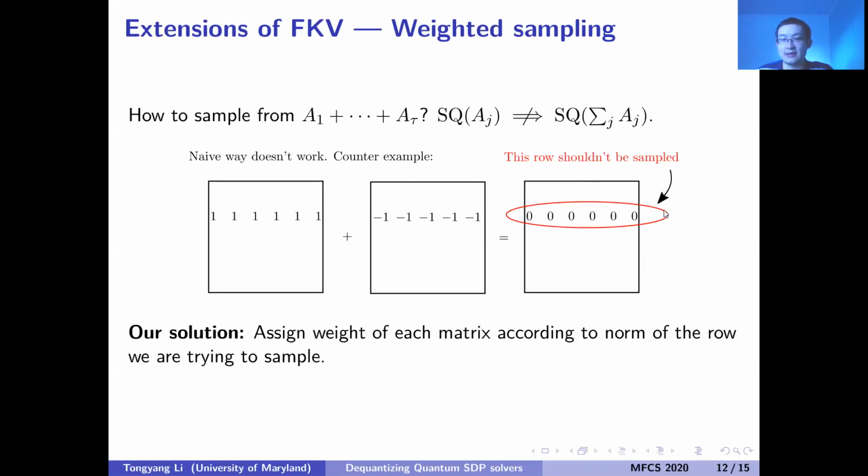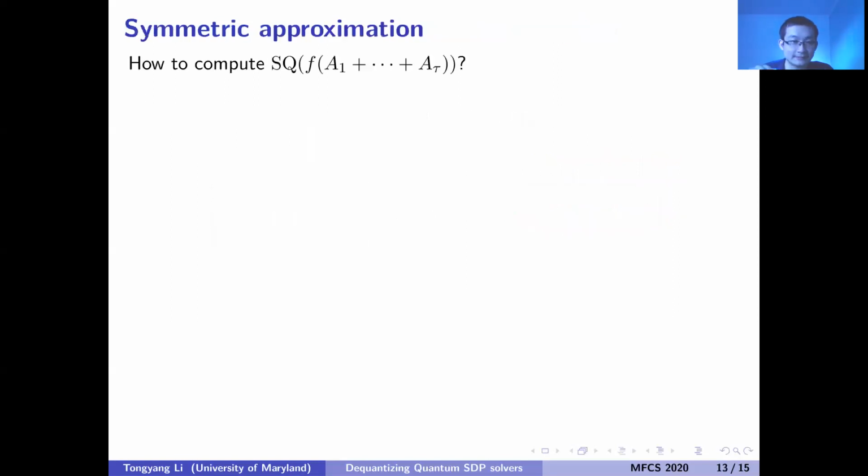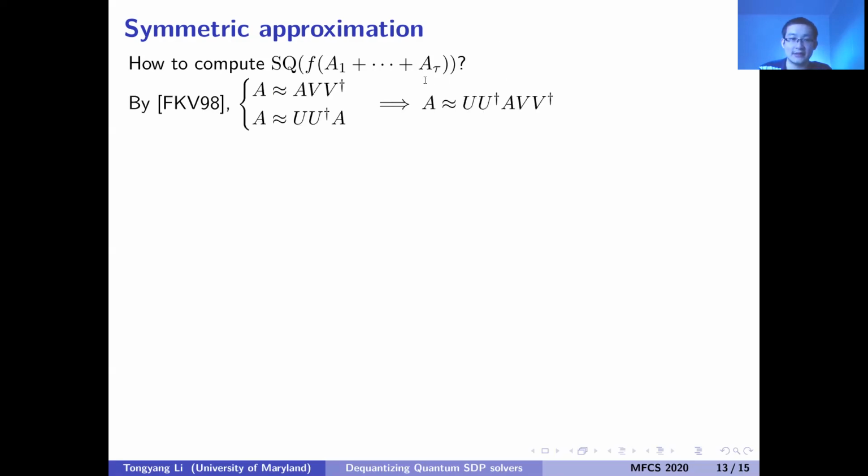And actually, you see that after the summation, this norm is going to be zero. And this perfectly solves the problem. So another technique that we consider is called a symmetric approximation. In particular, how are you going to compute the statistical query access of a function of the matrices A1 to A tau, after being given their corresponding SQ query access?